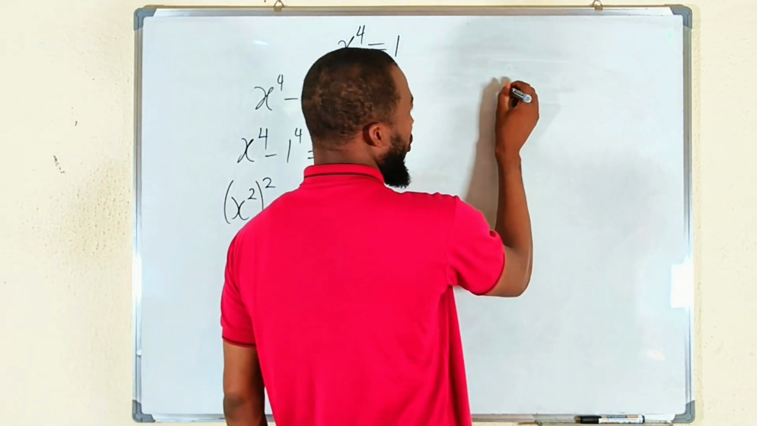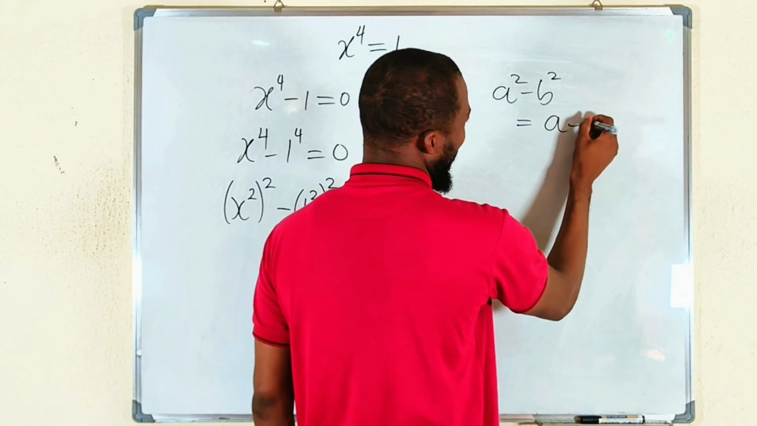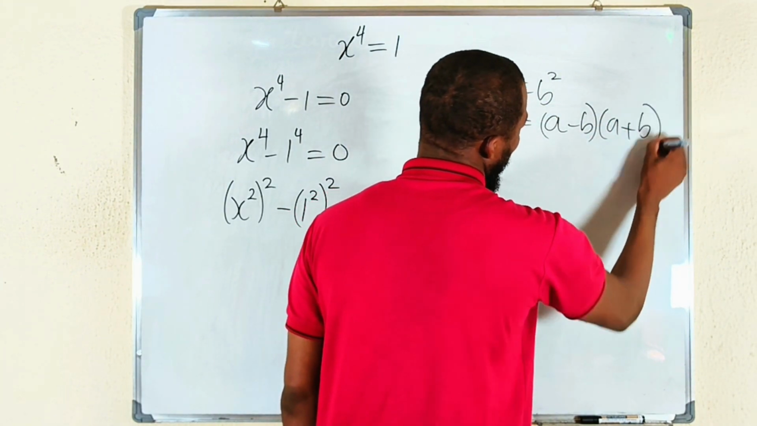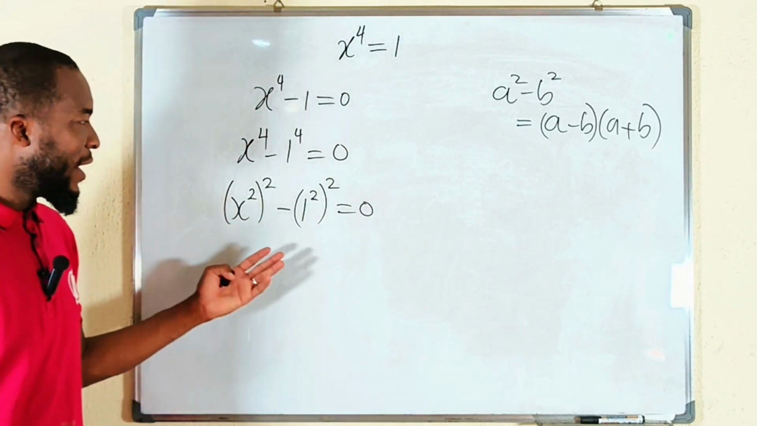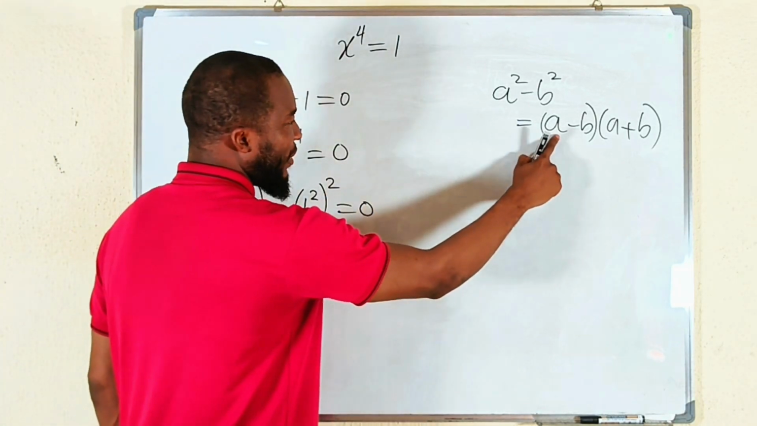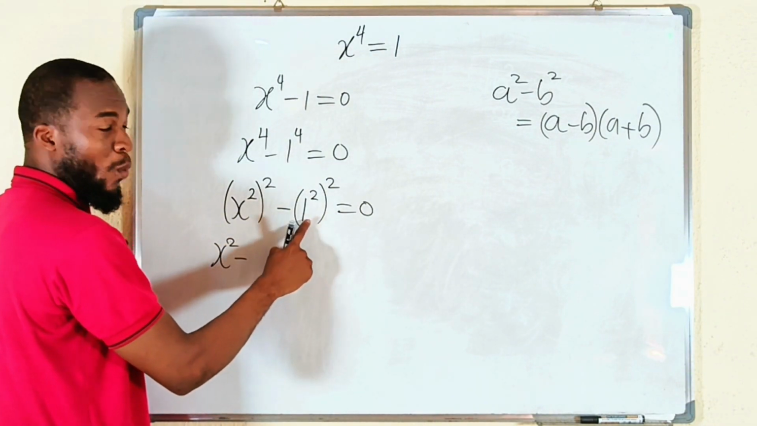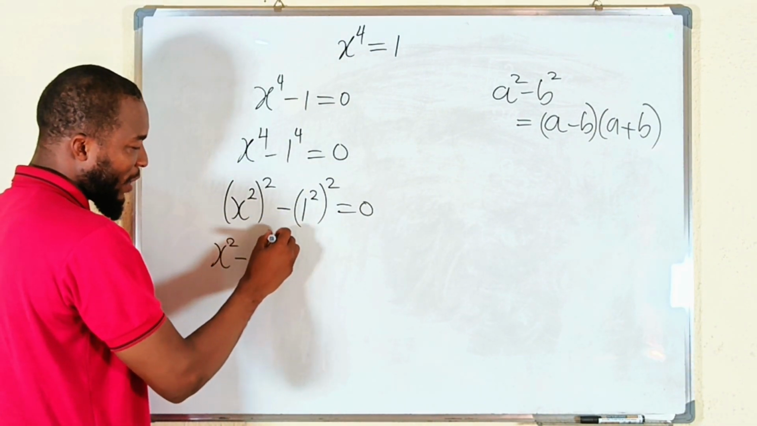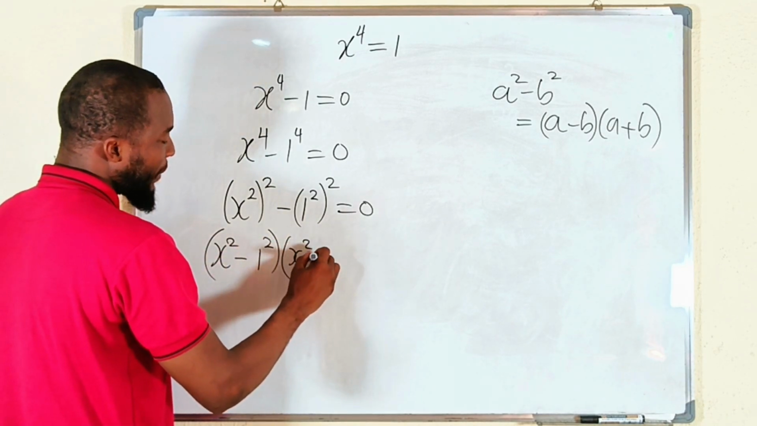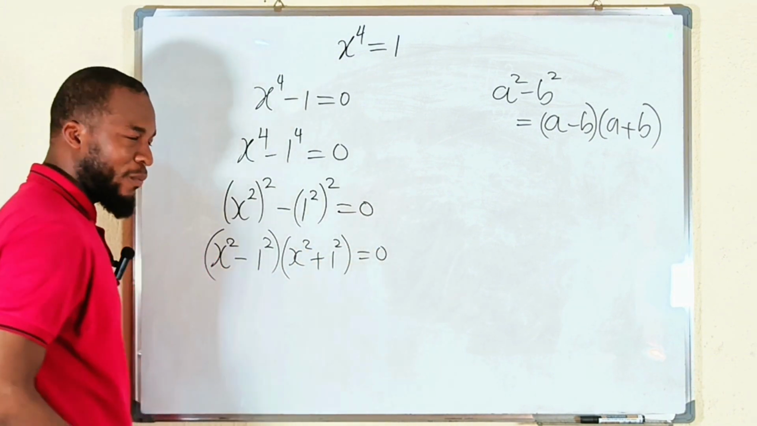Remember, if you have a squared minus b squared, this is equal to a minus b multiplied by a plus b. We are going to apply the same principle here. You take x squared here, which is equivalent to a. We have x squared minus 1 squared, right? Then you multiply, you take x squared again, but plus 1 squared. This is equal to 0.